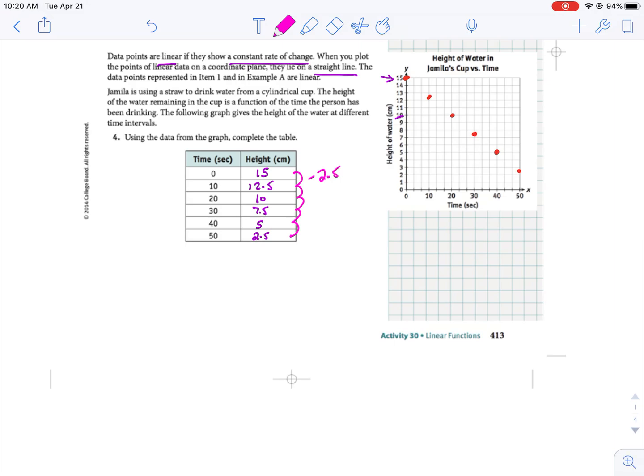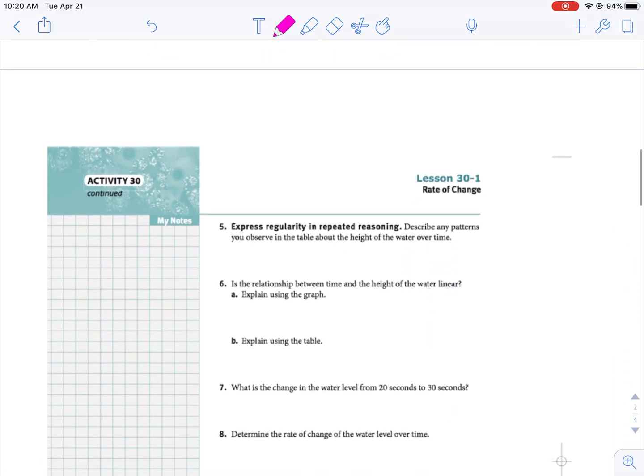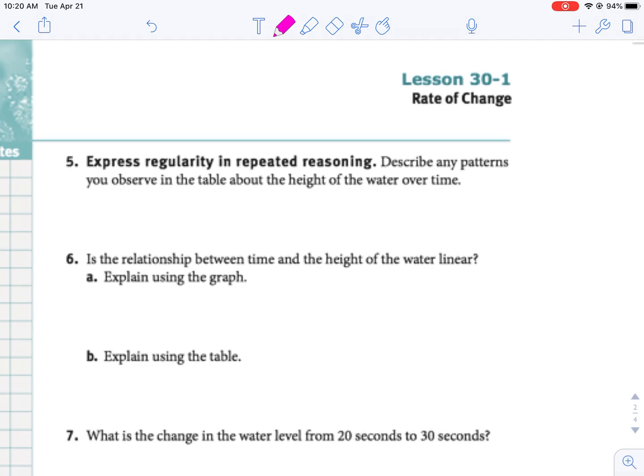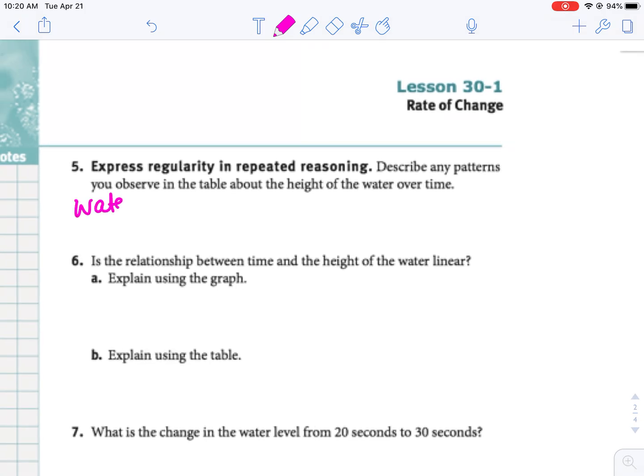So I'm going to say negative 2.5. From 12.5 to 10, it's going down another negative 2.5. From 10 to 7.5, it's another negative 2.5. So all of those are going down 2.5. And if you look at the time, it's going up by 10 seconds. So if we wanted to describe a pattern of the water over time, we could say that the water decreases, okay, because that water level is going down. And we could be more specific. We could say it decreases 2.5 centimeters every 10 seconds.